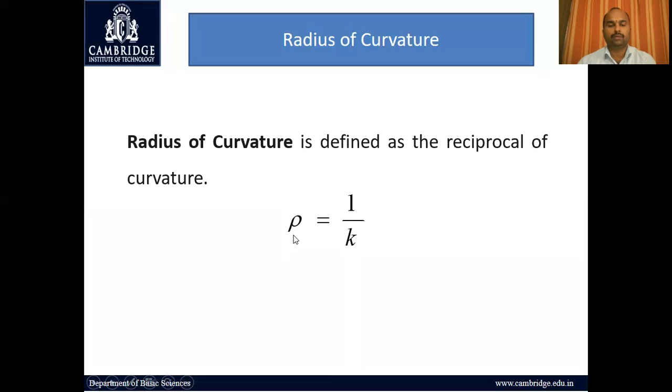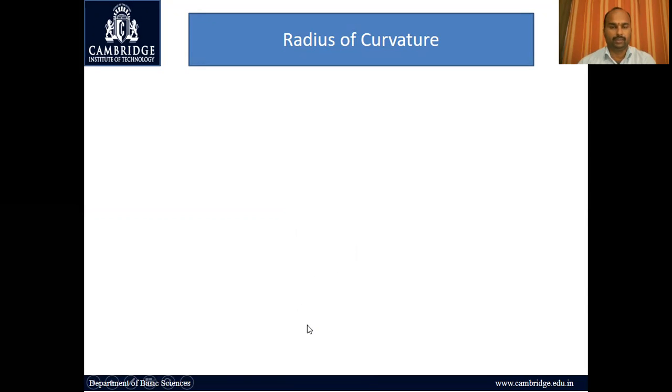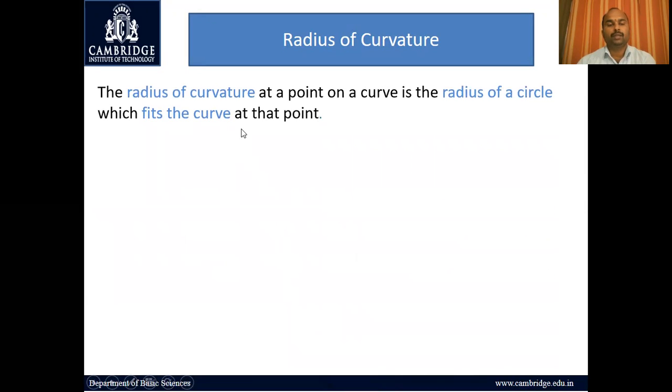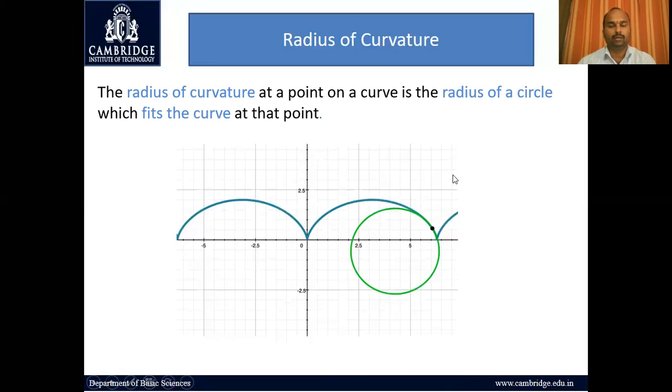That is, radius of curvature is denoted as rho, that is equal to 1 by k, which implies rho is equal to ds by d theta. S is used to denote the arc length, that is the bended curve length, and theta is the change in the angle. So the rate of change of arc length with respect to the angle theta is known as the radius of curvature. So radius of curvature at a point on a curve is the radius of the circle which fits the curve at that point. Now we'll see how to understand this radius of curvature.